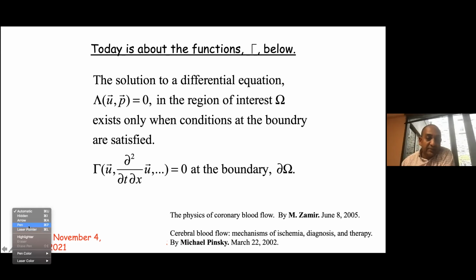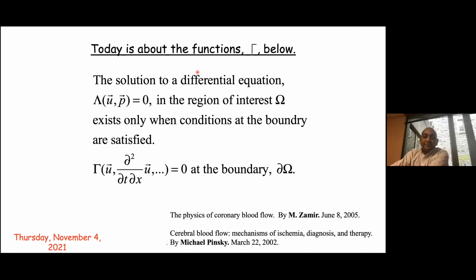Now, as a very extreme summary of today's discussion, and I do mean discussion, it is about a certain piece of the physics description of either blood flow or electrical waves called boundary conditions.